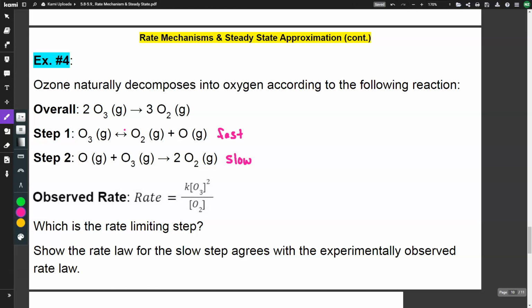And just like in the previous example, we have a reaction at equilibrium, so we're going to have to go through some extra steps here. When we get all done, we should end up with a rate that matches the observed rate. So let's write out step 1, forward direction and reverse direction. In the forward direction, it would be K1, and going this way in our reaction, the only reactant is O3.